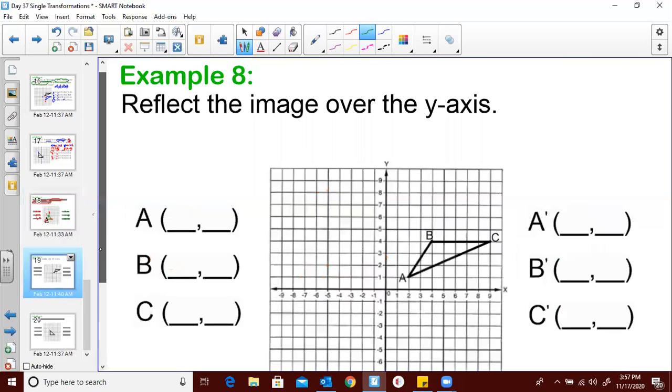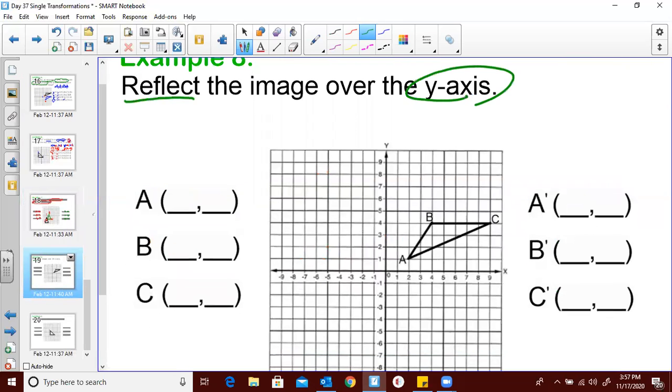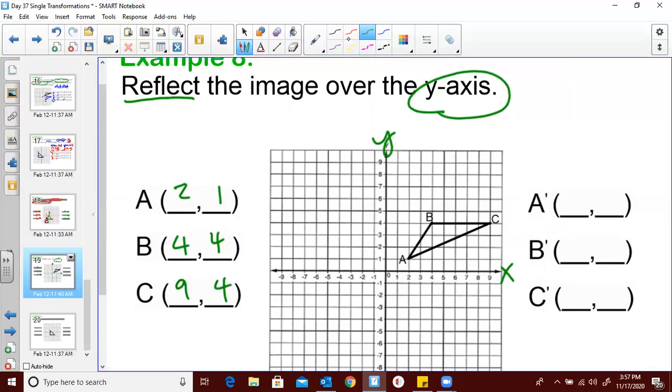All right, again, we see now we are reflecting our image over the y-axis. You cannot stress how important it is to know where your y-axis is versus your x-axis. So my points for A are going to be 2, 1, B is 4, 4, and C is 9, 4. Well, if we're reflecting this whole image, remember, we're going to count till we get to the Y. So I'm going to start with A and I go 1, 2. Well, if it took me 2 steps to get to Y, I need to go 2 steps past it. So 1, 2. And that's going to be my A prime.